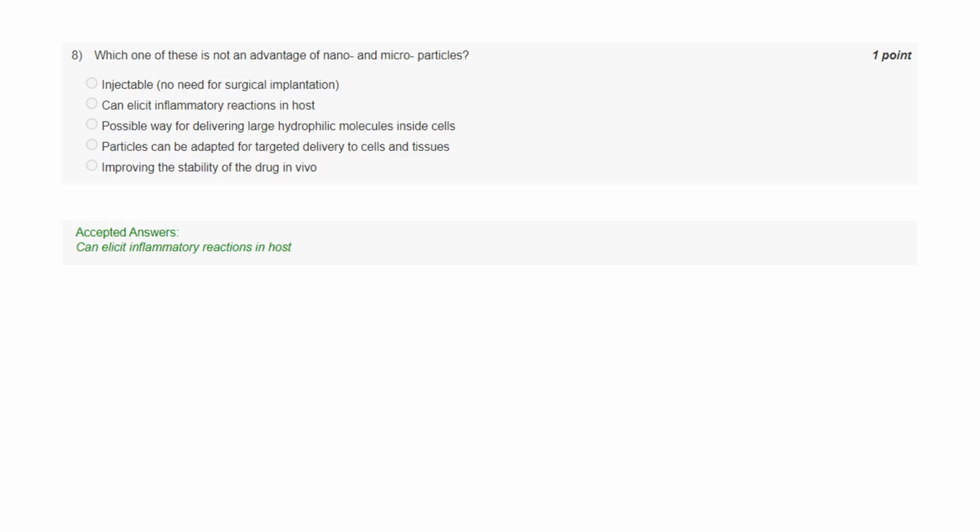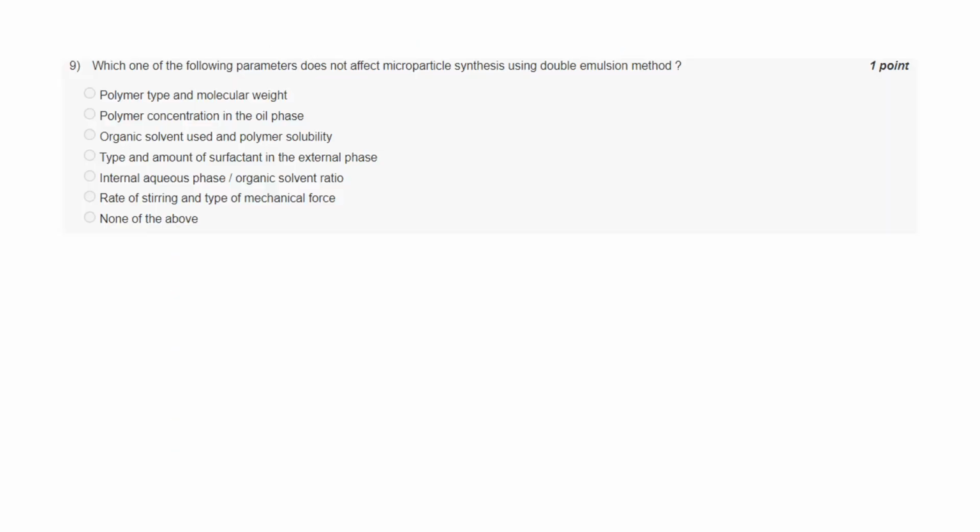Okay, I'll move on to the next question then. The next question is, which one of the following parameters does not affect microparticle synthesis using the double emulsion method? And these are the options displayed. If you know what the double emulsion method is, I think you can answer this. Last option, ma'am. Last is none of the above. Okay. Any other response?